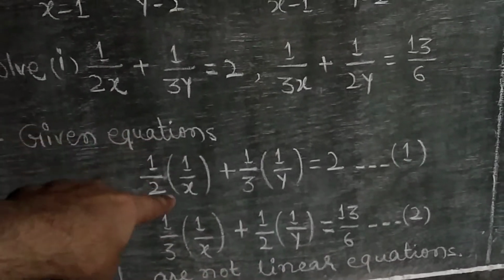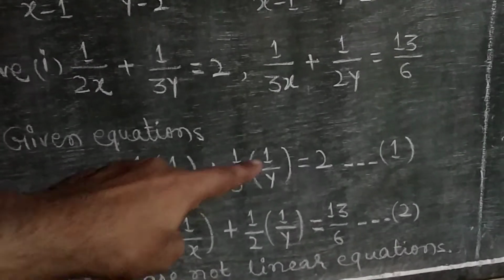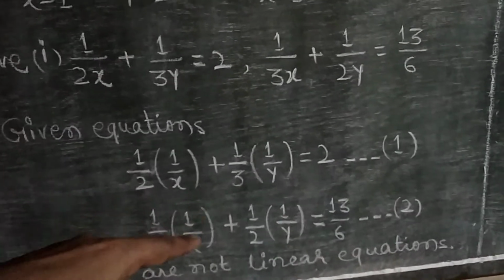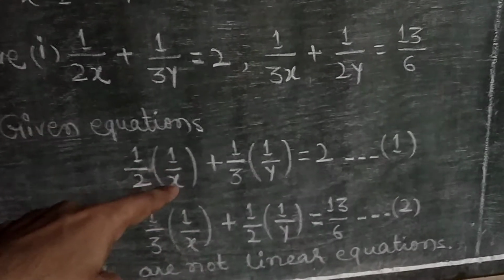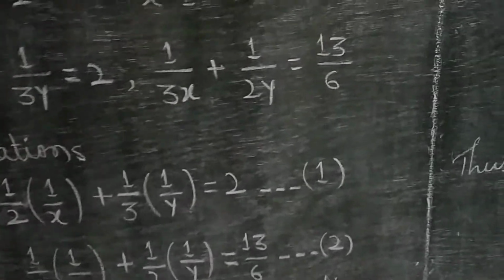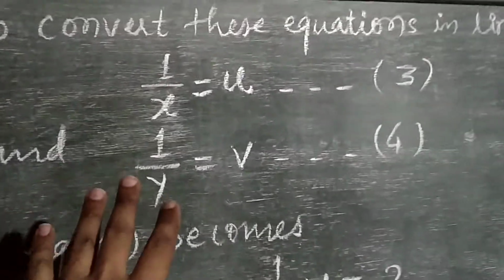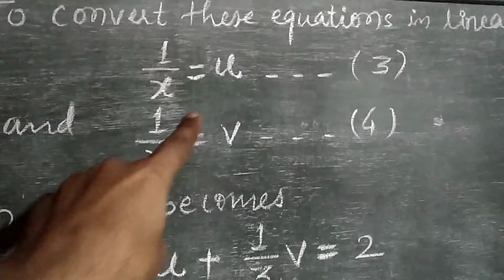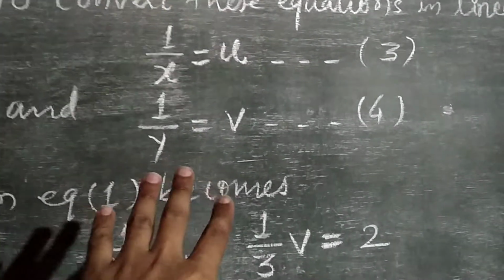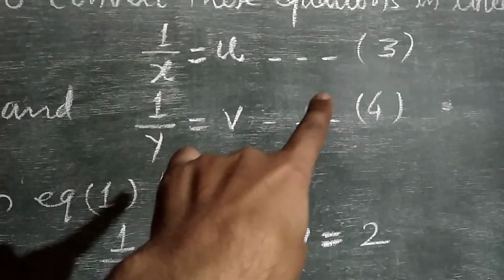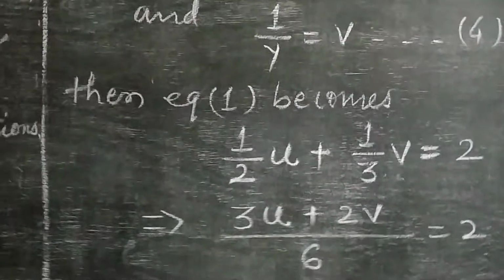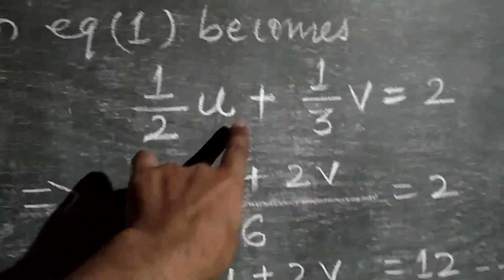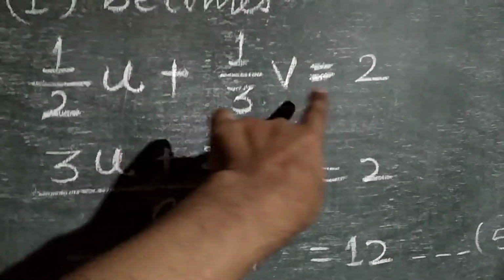Now look here, if we substitute this 1 upon x and 1 upon y by another variable like u, v, t, z, then this will become a linear equation. Okay, so these are not linear equations. So to convert them into linear equations, what will we do? We will substitute 1 upon x as u and 1 upon y equal to v. For convenience, we are calling these equations 3 and 4. Okay. So the first equation will become 1 upon 2, in place of 1 upon x, we have written u, in place of 1 upon y, we have written v, equal to 2.